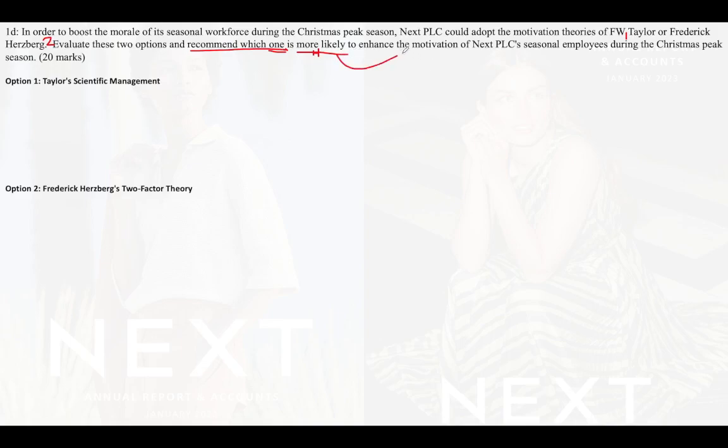More likely to enhance motivation of the seasonal workers during Christmas. We need to identify who these seasonal workers are. I'm going to put an AP next to that for application. We know it's at Christmas, but I want to know who these seasonal workers are. In my mind, I'm thinking part-time students and stuff like that. And the great thing is we've already talked about these in a previous answer.